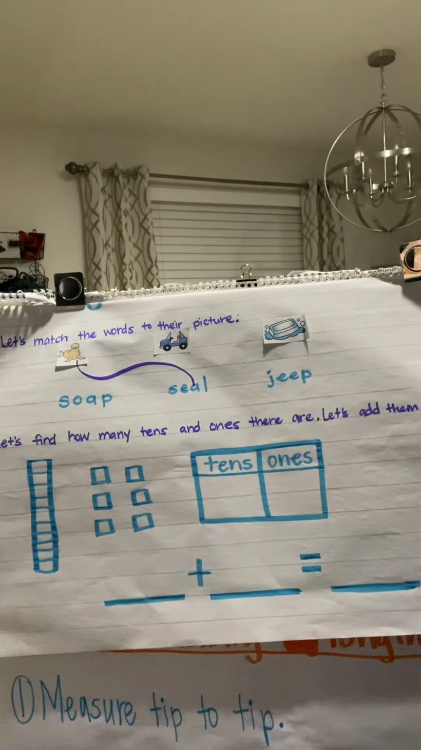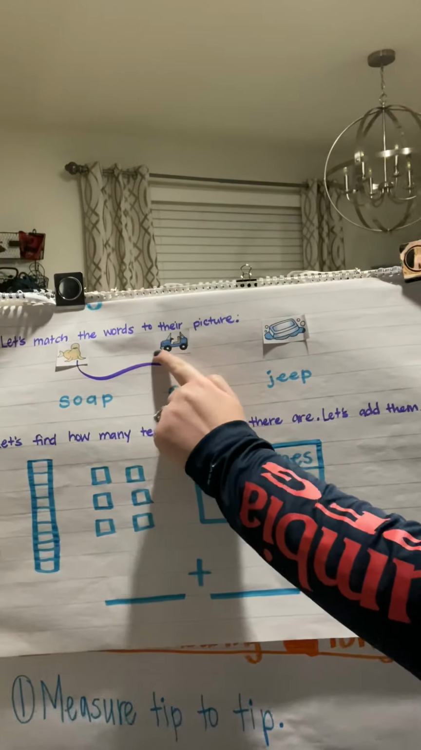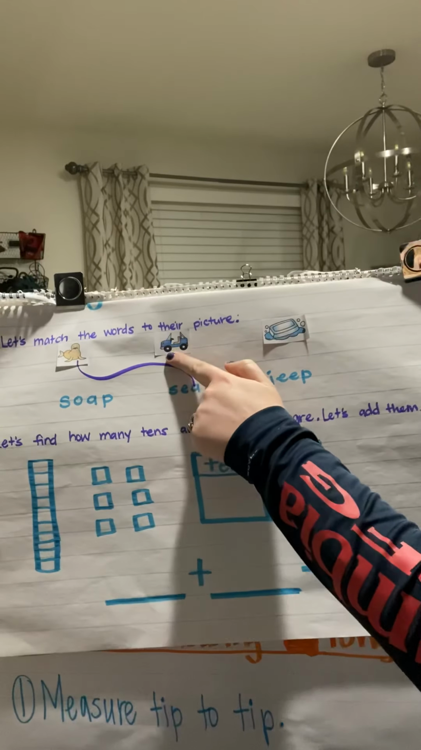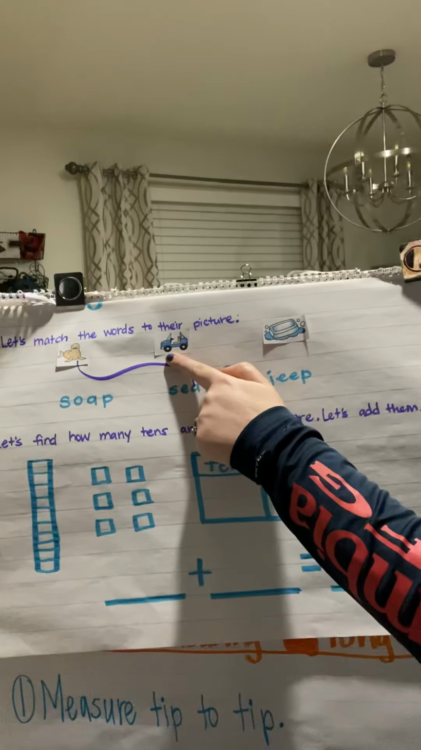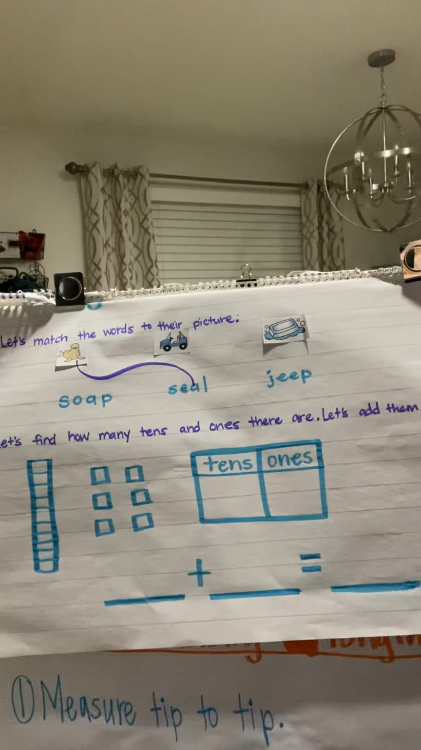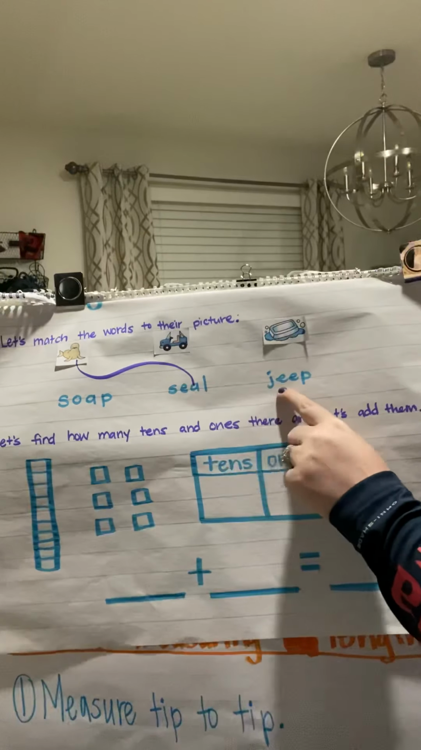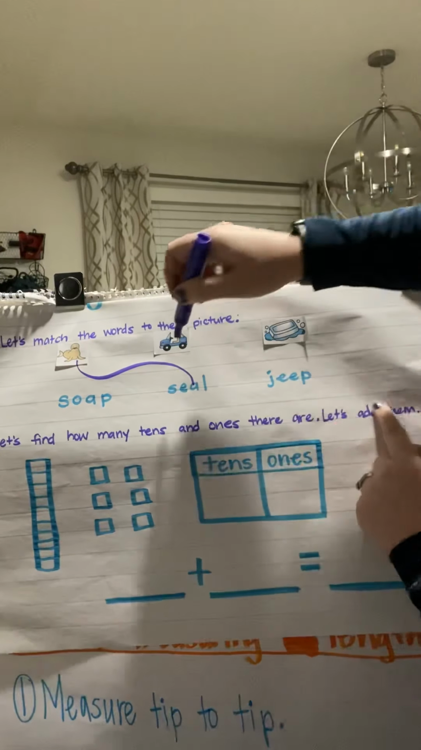And then this one here, we have a picture of, what is that? It is a car, but it's a type of car. It's actually a Jeep. Say Jeep. Jeep. What's the initial sound that you hear? Jeep. J, j, j. What letter makes that sound? J. And then if we look through, the next sound would be E, right? Jeep. So it would be that last one.